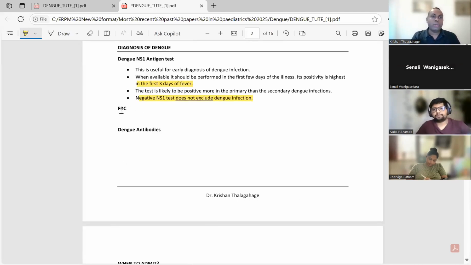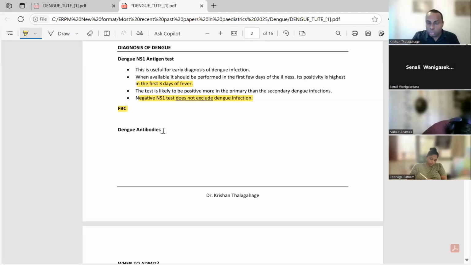And then full blood count, what do you expect? Usually, the first day full blood count is essentially normal. We tend to do the full blood count usually after 48 hours. What do you expect? The child might have low platelets, less than 150,000. They also can have leukopenia, a low WBC count. Low platelets, low WBC count. That is what you are going to see.